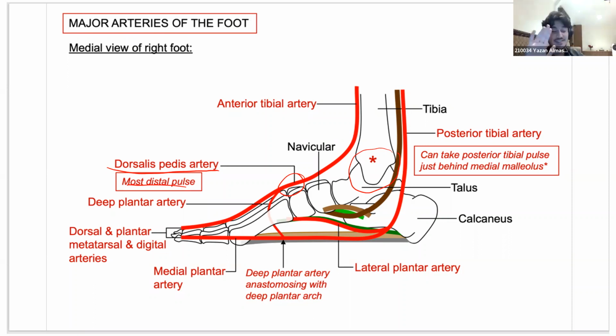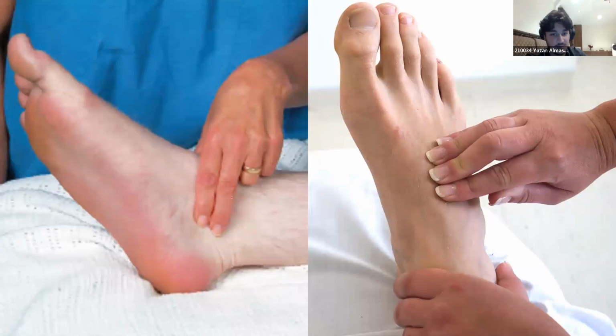So, do you get this? From this slide, you need to understand the most distal pulse in the body is what? Dorsalis pedis. And you can feel the posterior tibial pulse where? Right behind the medial malleolus. Understood? And here is a picture of how you take the pulse. The medial malleolus will be here and it's going to be prominent. Just behind it, you're going to feel this pulse. And here's the dorsalis pedis. You're going to feel the pulsation after you put your hand.